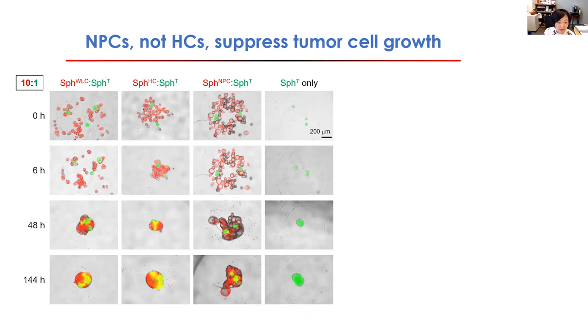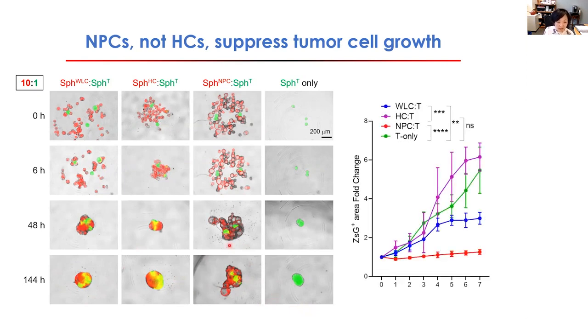Then we did the quantification of the GFP area in these co-spheroids over 7 days of co-culture. You can see that, yes, those co-cultured with NPC are just not able to grow that much at all. For the WLC co-culture condition, they are able to grow to a certain level. And those co-cultured with hepatocytes grow as nicely as the tumor spheroids that are cultured by themselves.